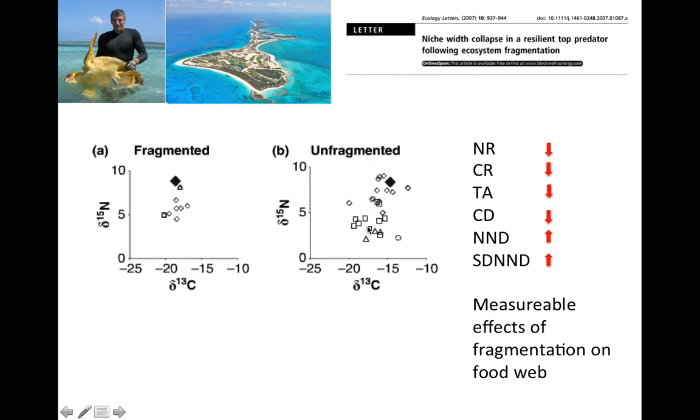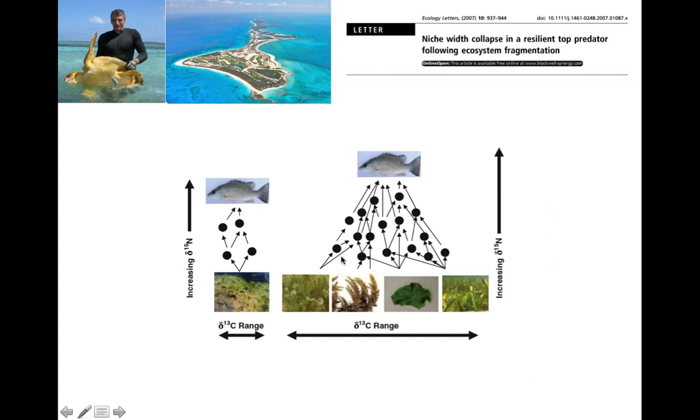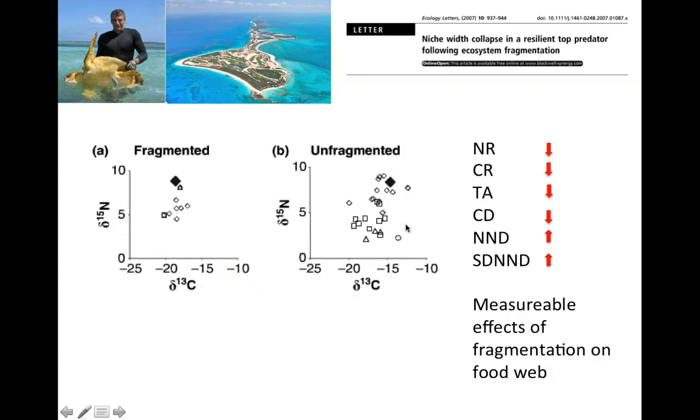So what we see here, start at the start. This is an isotope delta space representation of this plot here. So in your unfragmented system, you have quite a nice diversity of carbon sources, a multitude of different intermediary consumers, and then your top predator here. In your fragmented system, you've reduced the diversity of carbon sources, reduced diversity of intermediate consumers, and this is your top predator here.